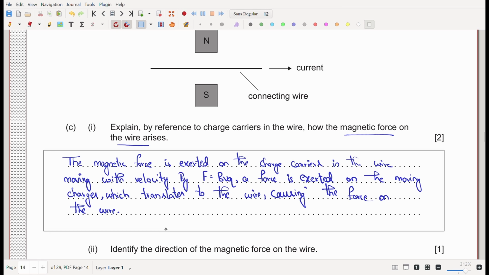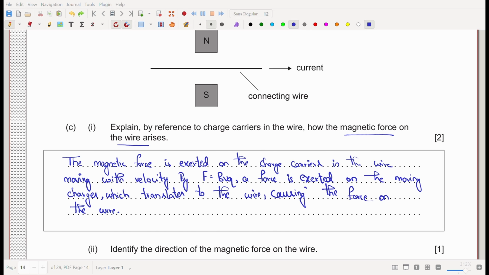So the magnetic force is exerted on the charge carriers in the wire, which are moving with a velocity. By F is equal to BVQ, a force is exerted on moving charges, and this force translates to the wire, causing the force on the wire. Now this is just basic electromagnetic force. So very simple, make sure that you write out a formula so that you can say, hey, there's a justified reason, and as such, a force is exerted.